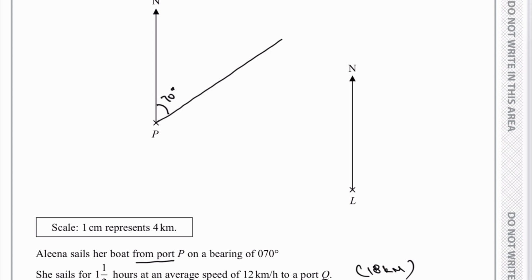Now it says the scale is 1 centimeter represents 4 kilometers, so if I divide that 18 kilometers by 4, I'm going to get a distance of 4.5 centimeters on the diagram itself. So if I measure 4.5 centimeters to point Q, it will give me the location of port Q.